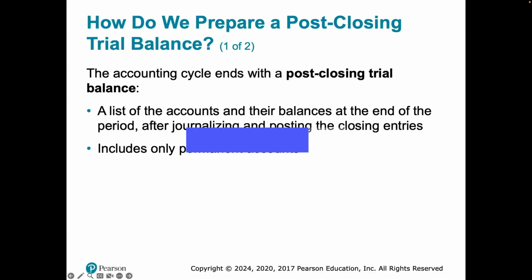The easy way to think about what should be on this post-closing trial balance is: what do we end up with when we go through all the steps of doing the income statement and the statement of retained earnings? What then do we end with? The balance sheet. So this should look just like the balance sheet. All permanent accounts are on the balance sheet, so your post-closing trial balance should look just like the balance sheet.